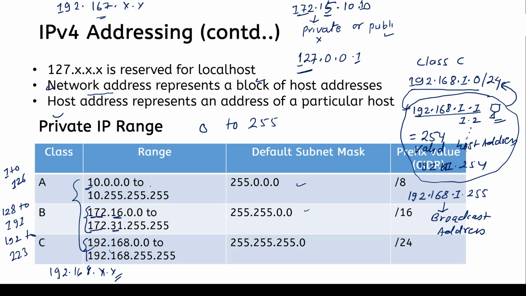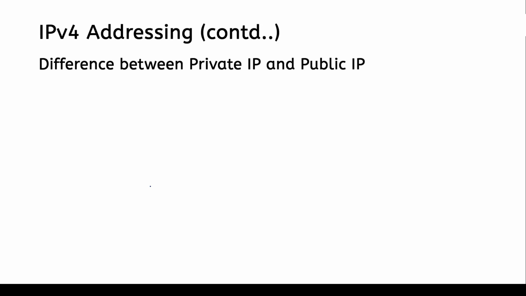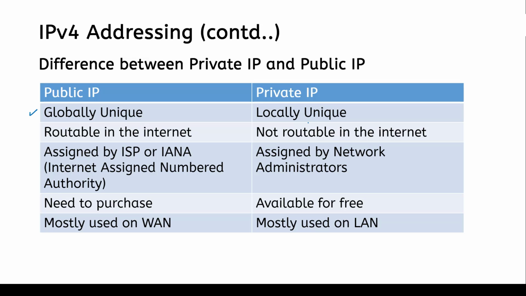Now let's move on to the next slide and learn about the difference between private IP and public IP addresses. The first difference is that the public IP address is globally unique, whereas the private IP address is locally unique. That means the public IP is unique in the world. For example, if I am given 124.10.10.200, then this IP cannot be given to anyone else in the world. This falls in the public IP address range, and if this IP is given to me, that cannot be given to anyone else until I release this IP address.